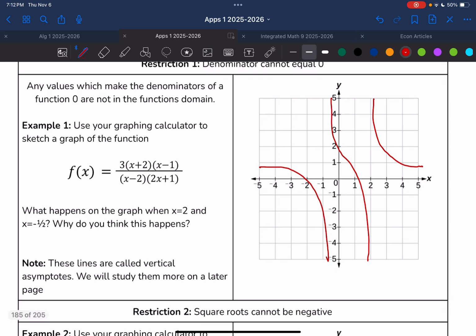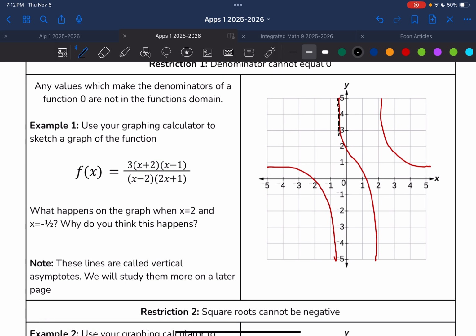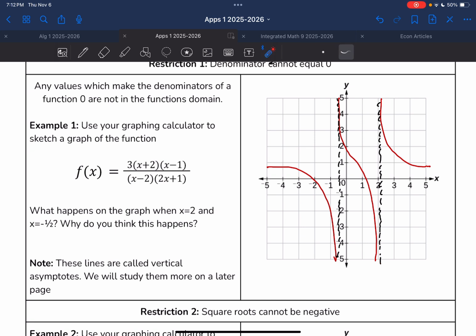And so what happens at the graph at x equals -1/2 and x equals 2? Remember, x equals -1/2, that is this line right here, and x equals 2, that is this line right here. So what happens there? Well, we notice on one side of it, it goes up. On the other side, it goes down. There's kind of a wall there, right? The function is very clearly divided at that line. And same over here, it goes down over here and up over there.